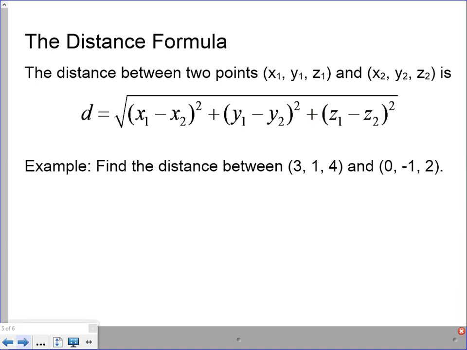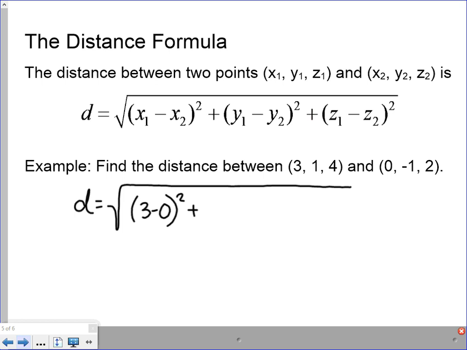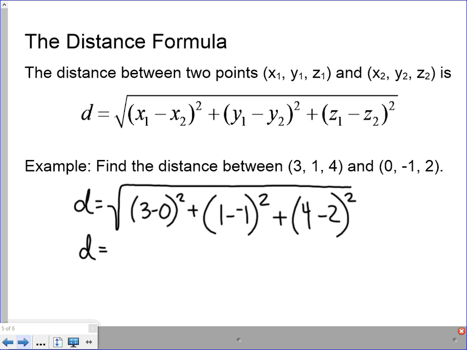Find the distance between the points 3, 1, 4 and 0, negative 1, 2. Plug into my distance formula. Distance equals the square root of, and basically it's 3 sets of differences squared. So the difference of my x's, 3 minus 0 squared, plus the difference of my y's, 1 minus negative 1 squared, plus the difference of my z's, 4 minus 2 quantity squared. If you do x sub 2 minus x sub 1, y sub 2 minus y sub 1, z sub 2 minus z sub 1, you're going to get the same answer because you're squaring the differences, so they're all going to come out to be positives.